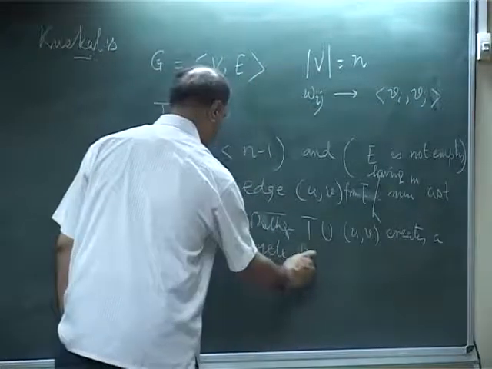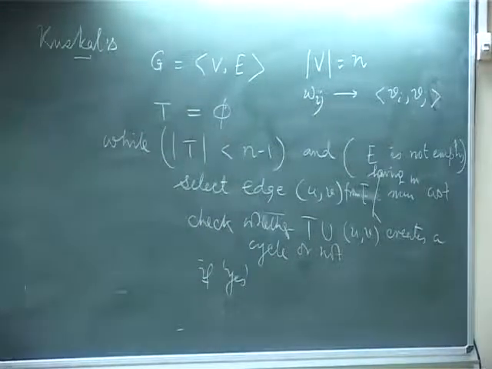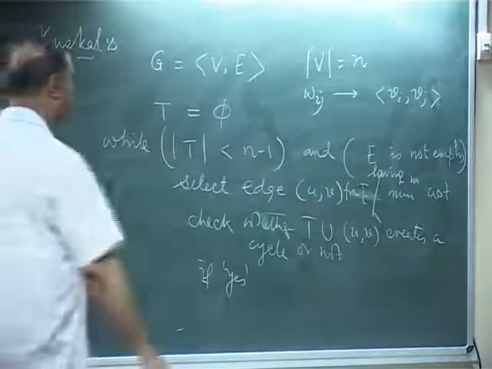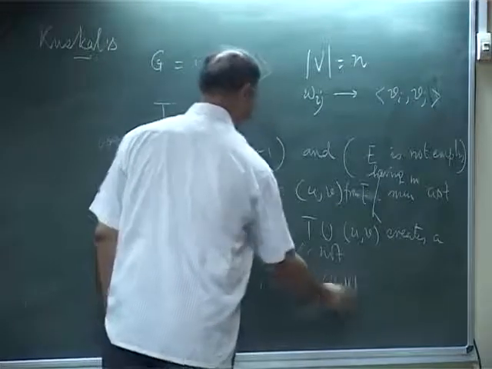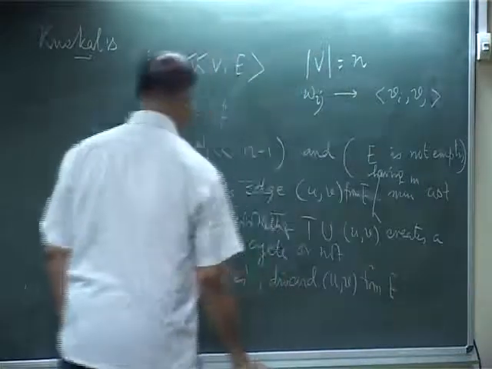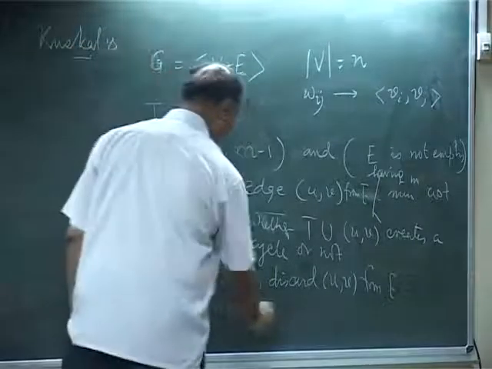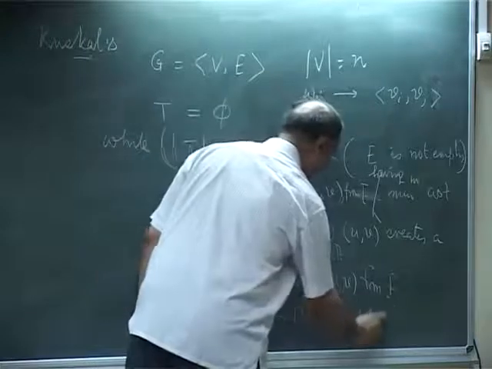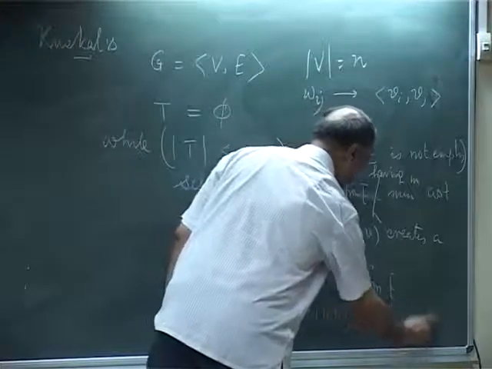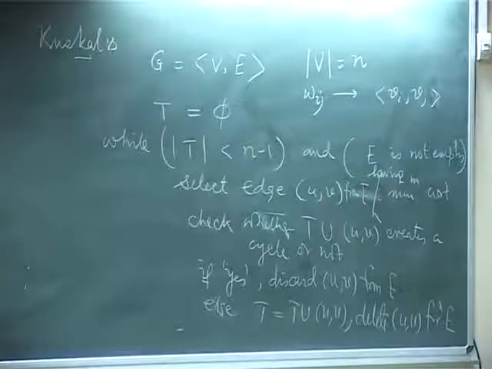If yes, then you cannot consider UV for your spanning tree, for your minimum spanning tree. You just discard UV from it. Else, it is not creating a cycle. You add T union UV and delete UV from it. Okay. So that is your algorithm.